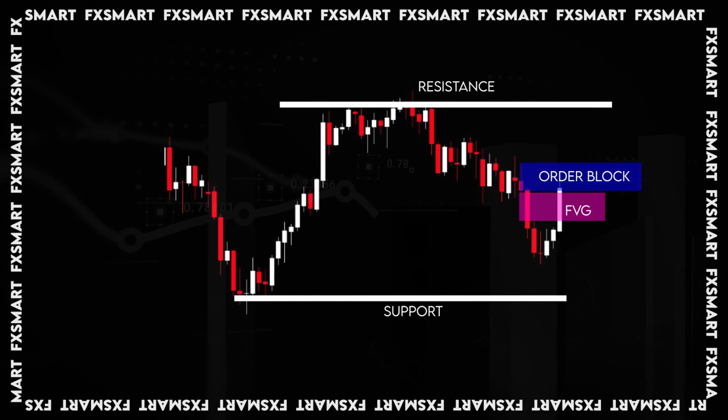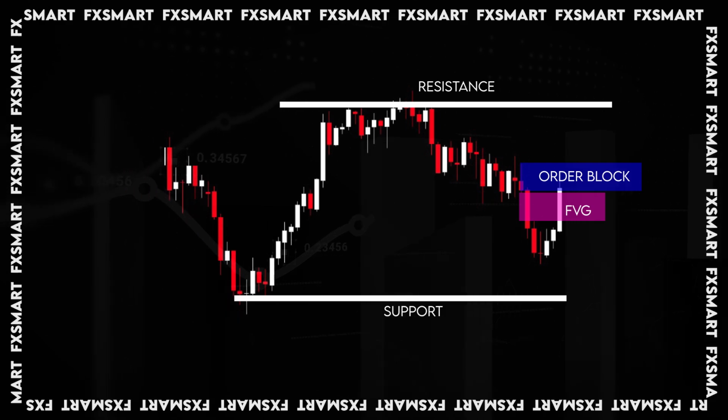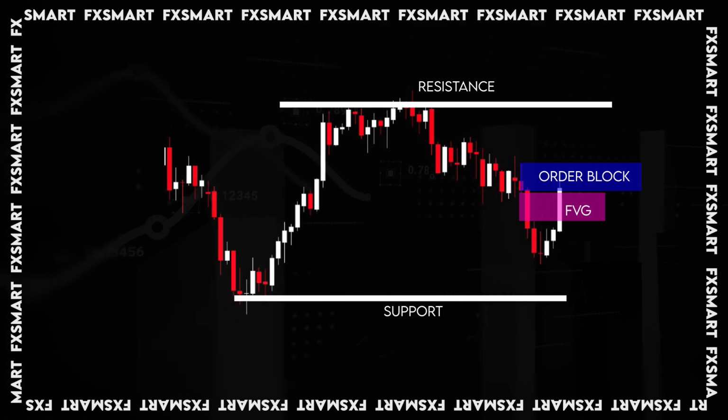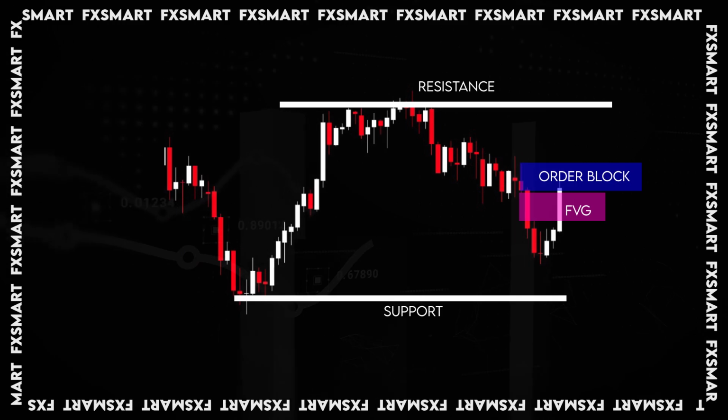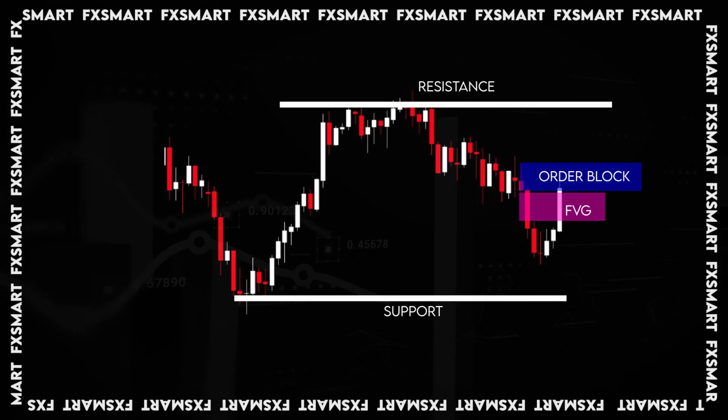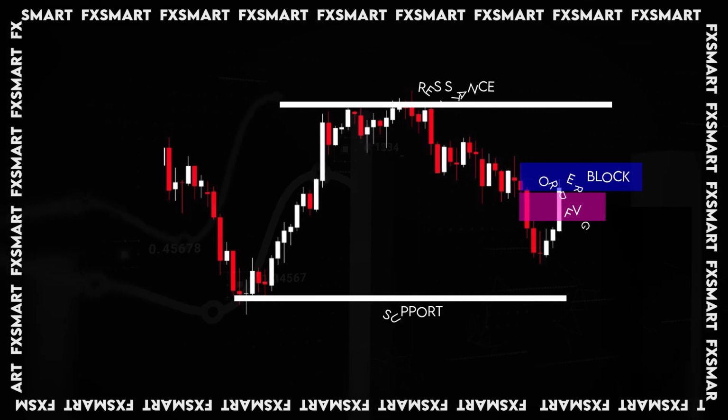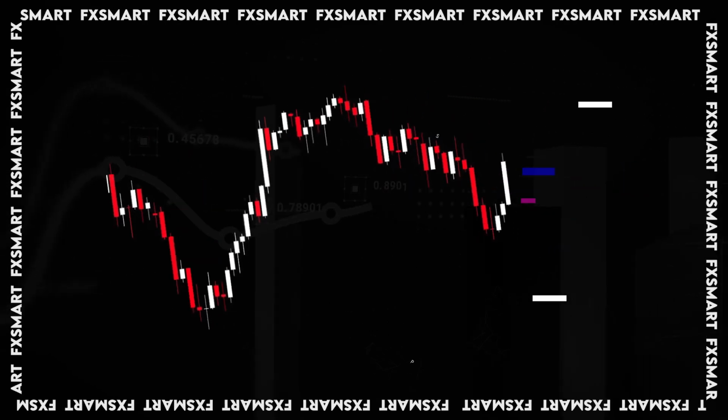In summary, the higher time frame indicates a bearish trend, and there's still room for price to move before it reaches the next significant zone. This top-down approach helps us understand the broader market direction and accurately mark the key levels we need to monitor.